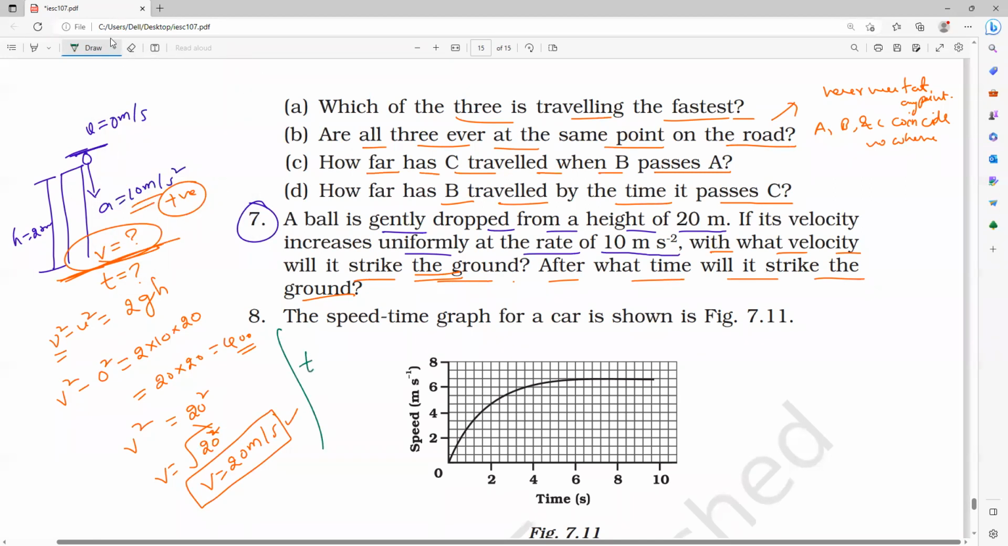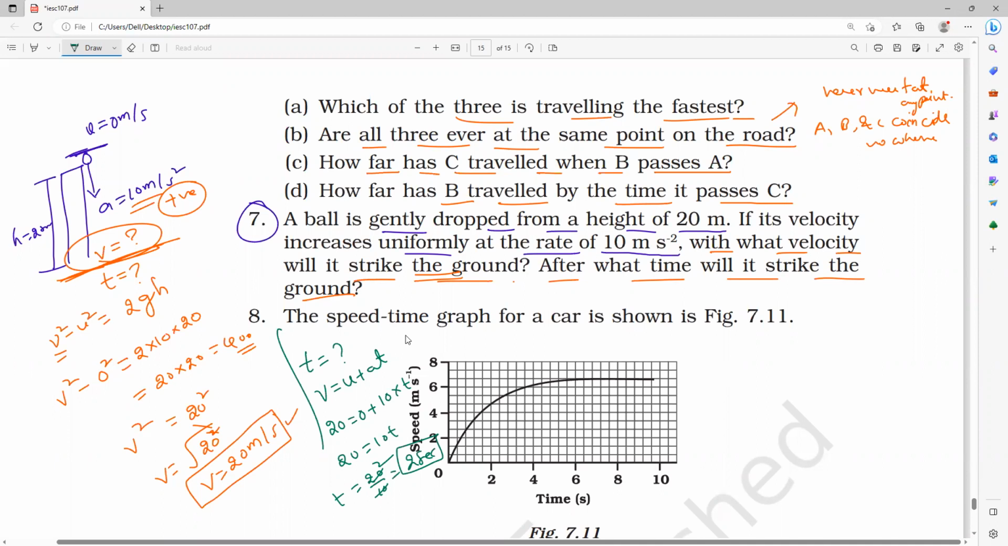Then they are asking time. So what is the time? Which equation can you use? You know the velocities and time: v equals u plus at. So final velocity is 20, initial velocity is 0, 10 into time. So 20 is equal to 10t. t is equal to 20 by 10, which is equal to how many seconds, guys? 2 seconds. That's all. Clear? Any doubt anybody can ask me. Okay, guys? All of you understood?